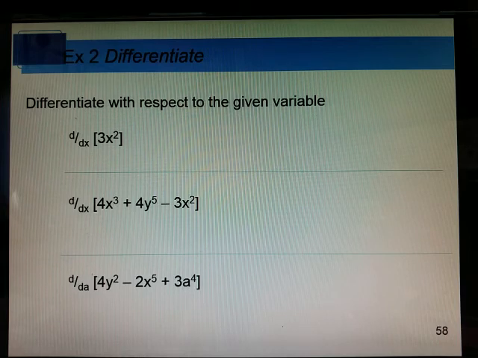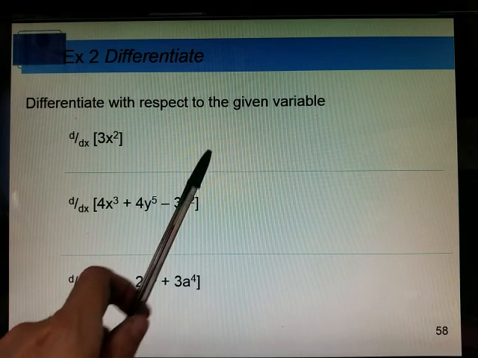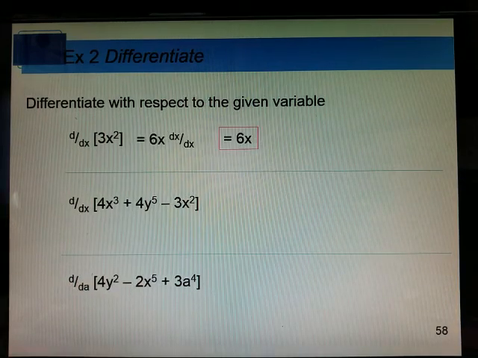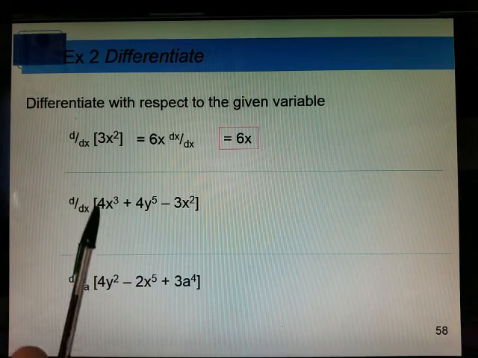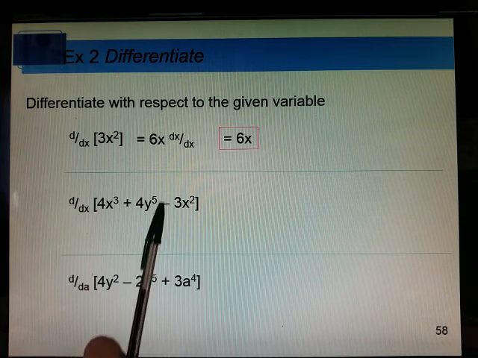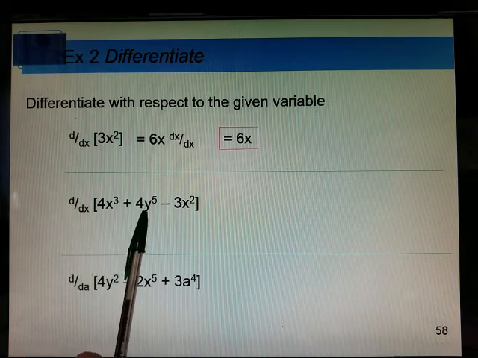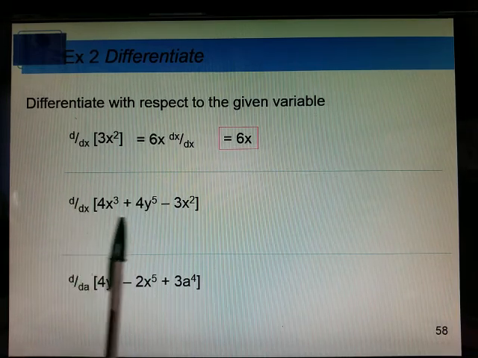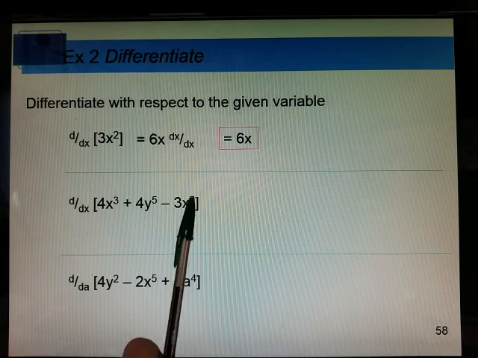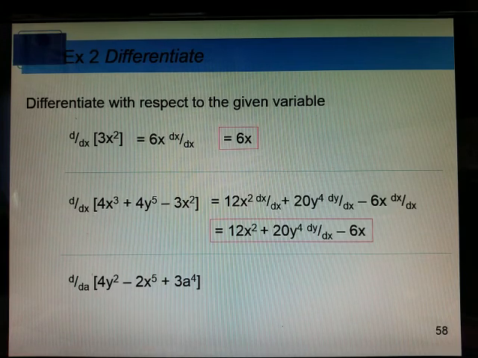So differentiate with respect to the variable again. With respect to x, this would be 6x, and then it's dx dx. This derivative, 12x squared. So with respect to x, we're good. This one, derivative, 20y to the fourth, but it's dy dx, because that variable is y, and it's with respect to x. This derivative, negative 6x, dx dx would just be 1, so therefore this would be my answer.